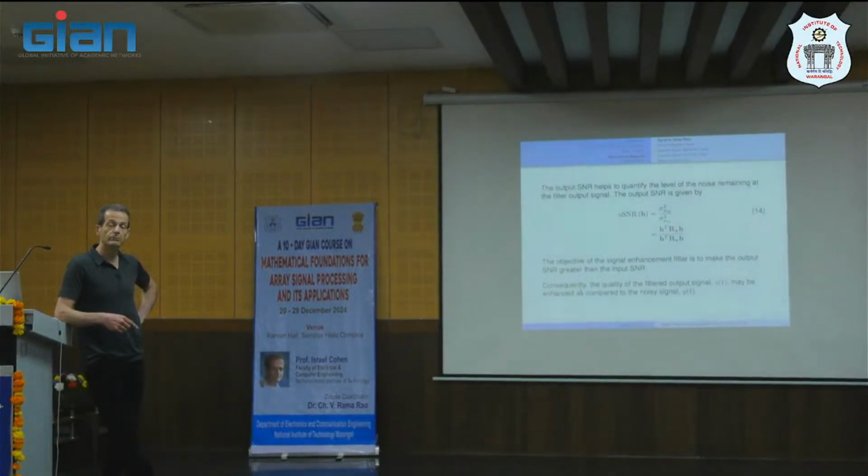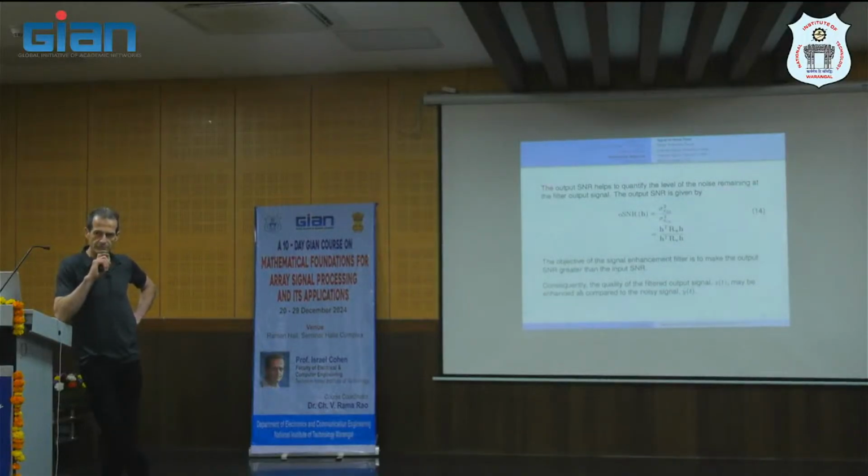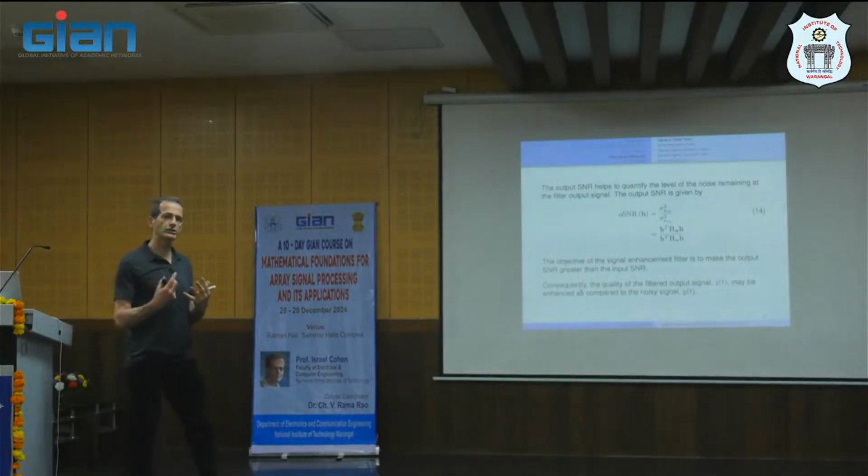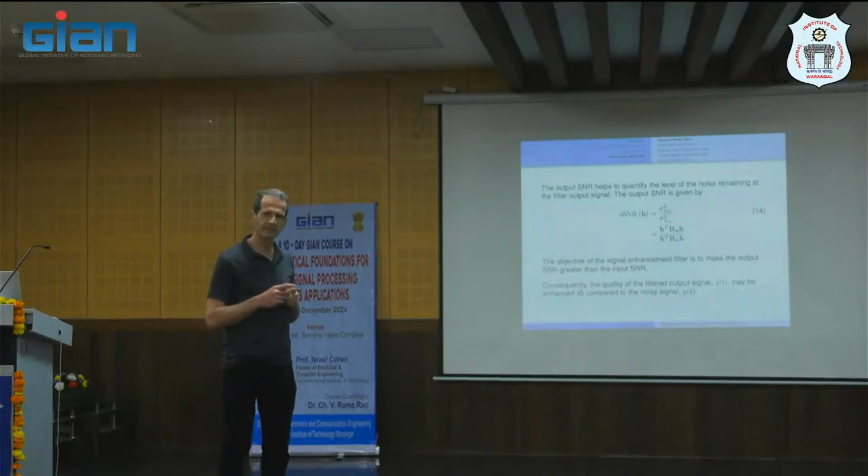There is a way to maximize this ratio. But before we solve it, and I will show you how, it's more important to know what type of information I use to solve this problem. Assume that I have Rx and Rv, because once I have Rx and Rv, I can find the filter that maximizes the output SNR. What is the information contained in Rx and Rv?